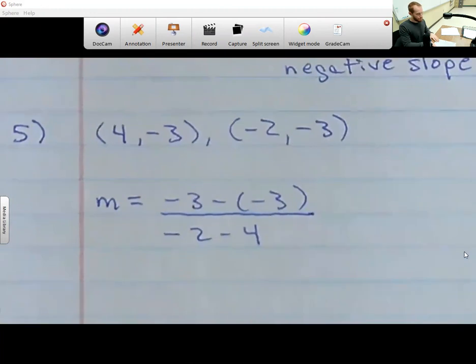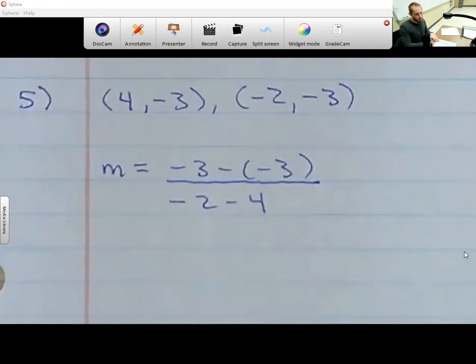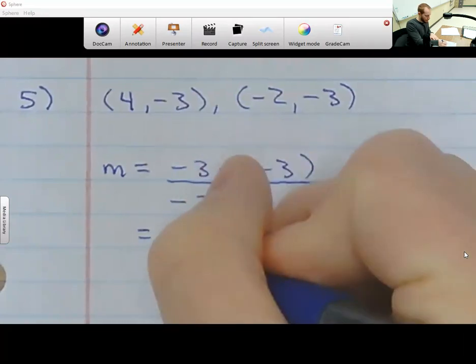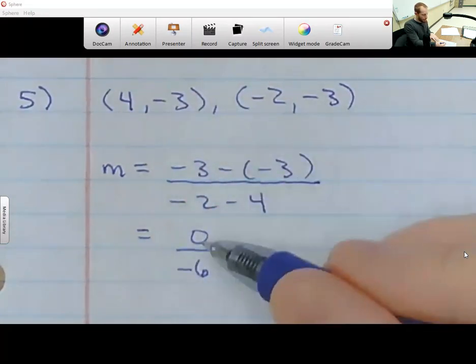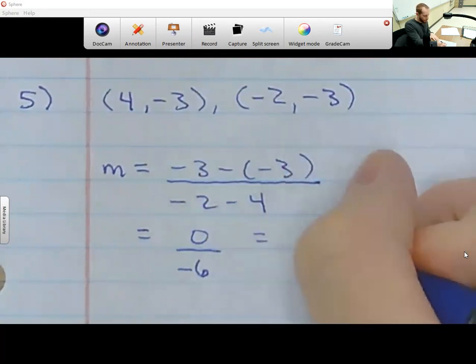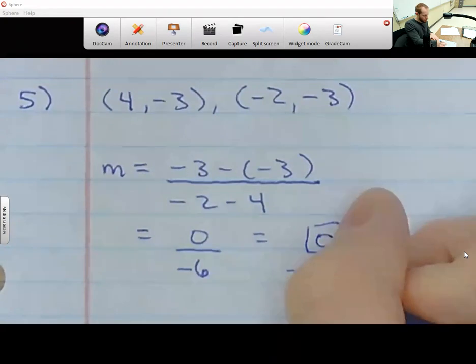Okay. So now simplifying this a little bit, on the top, I'm going to have 0. On the bottom, I'm going to have -6. And I know that when I divide 0 by -6, I'm going to get 0. So this is called zero slope.